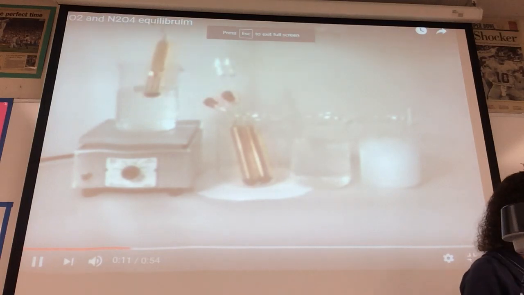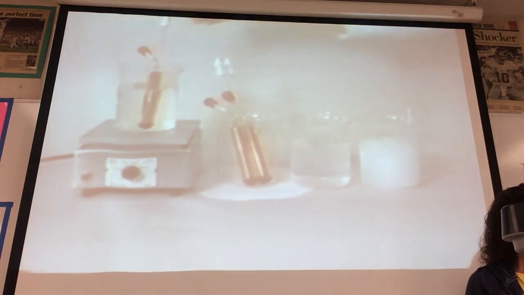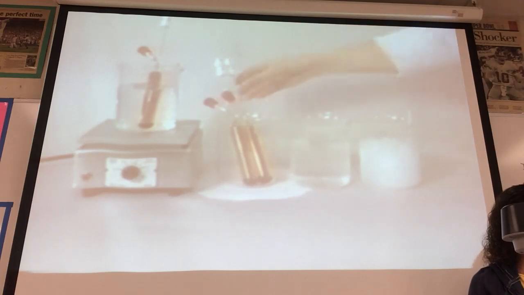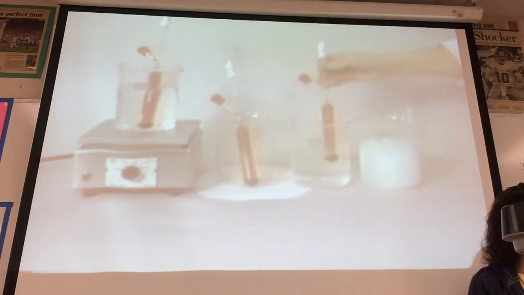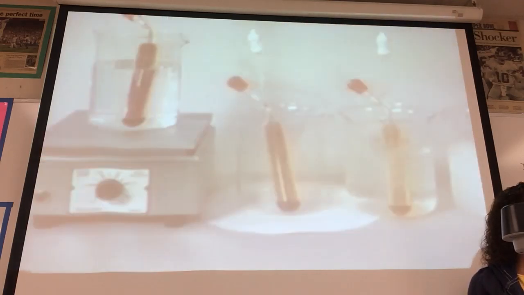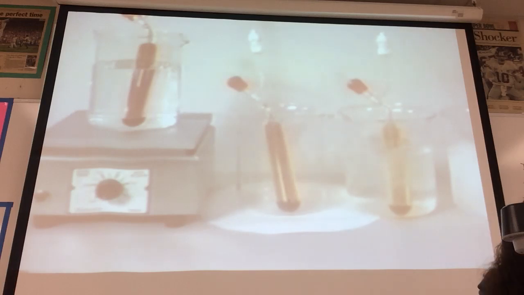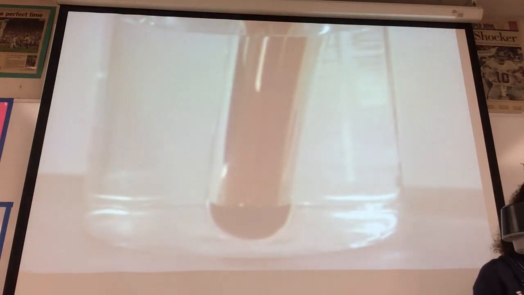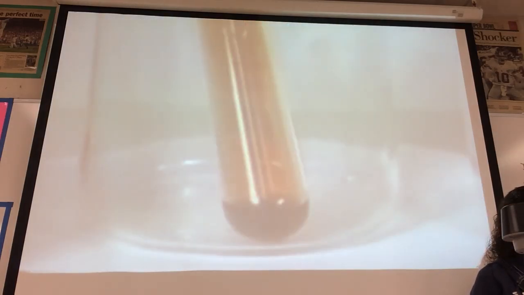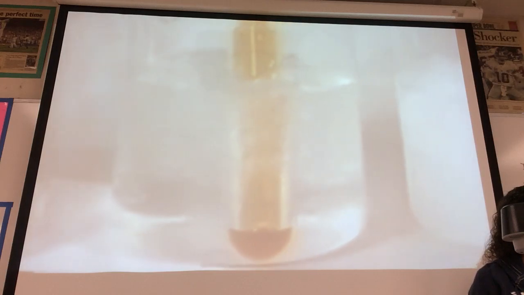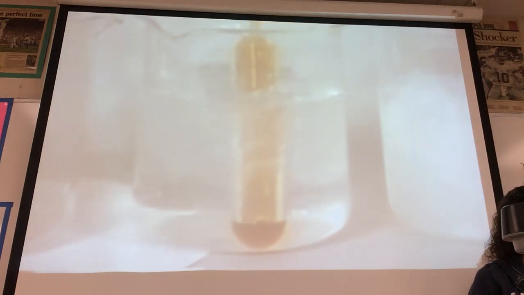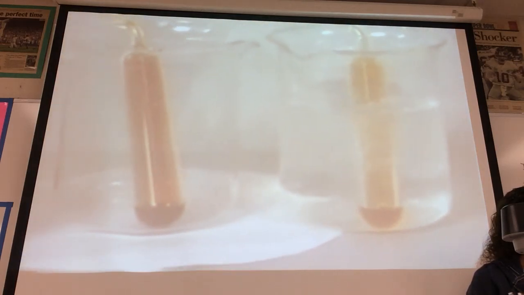First, 1 tube is placed in hot water. A second tube is placed in cold ice water. After a few moments, we note that the tube in hot water has darkened in color. It now contains more brown NO2 than the tube which we kept at room temperature. The tube in ice water has less brown NO2 in it. It is much paler because the equilibrium has shifted to favor the formation of colorless N2O4.